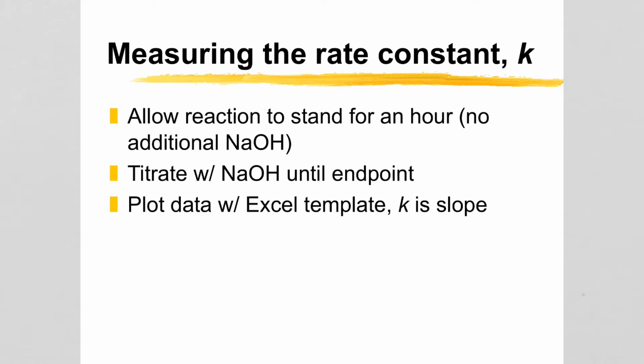Okay, so after you've measured 4 time points, so you'll have your 0 time point and then 4 additional color changes, you're going to allow the reaction to stand for an hour, and that's basically time equal to infinity. And then you'll titrate the reaction until you get to the end point. And then you'll take all your data, and I have made an Excel template for you, and that will give you a nice line where k is going to be the slope.